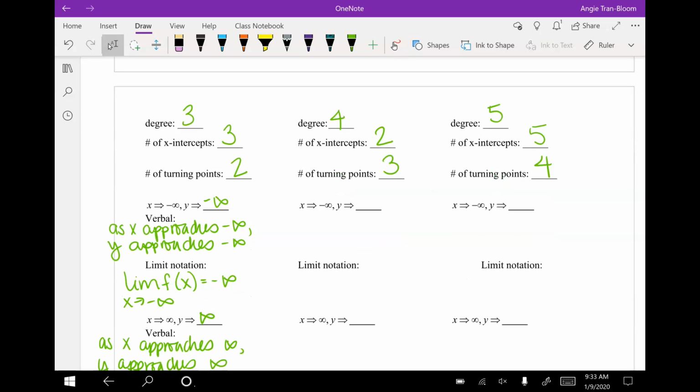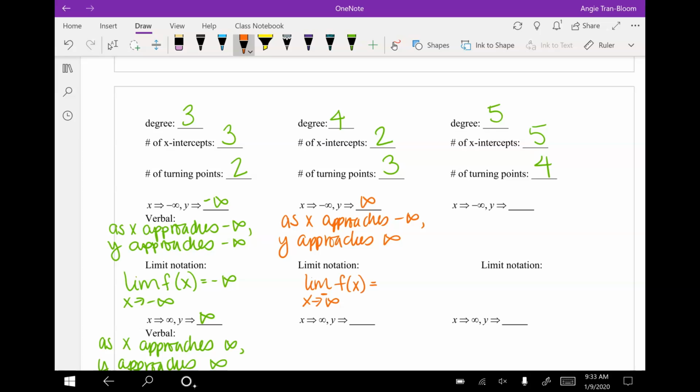So we will answer both at the same time. As x approaches negative infinity, y was approaching positive infinity. So verbally we will say, as x approaches negative infinity, y approaches positive infinity. Your limit notation, limit, as x is getting really, really big towards negative infinity, y, which is f of x, was approaching what? Infinity. Okay.